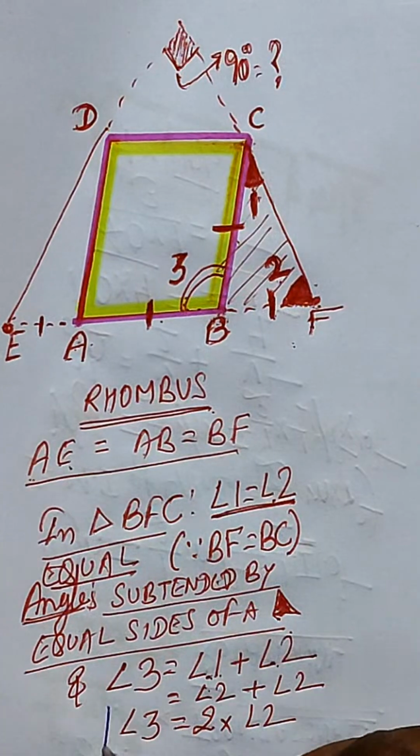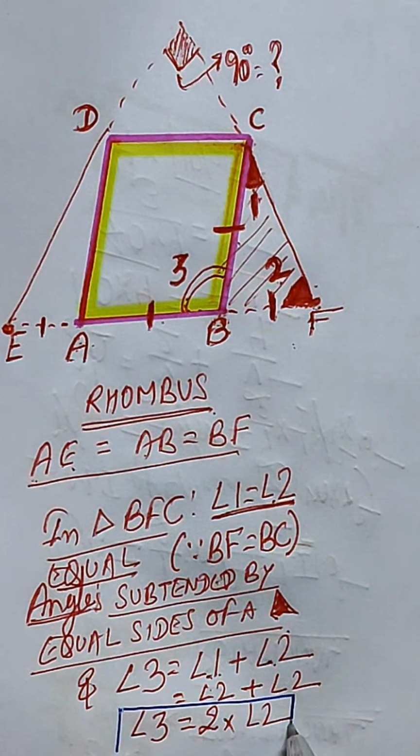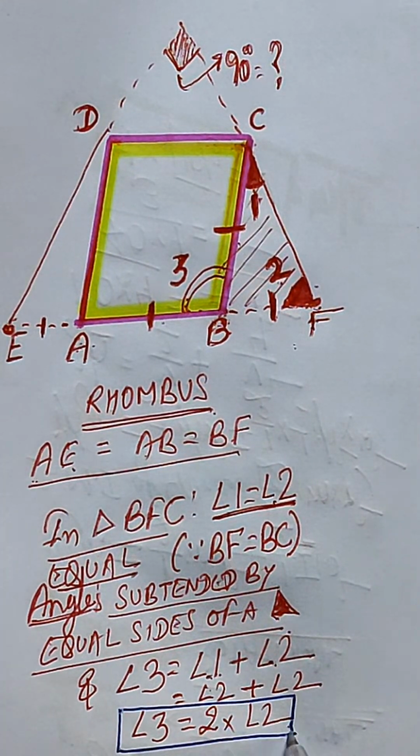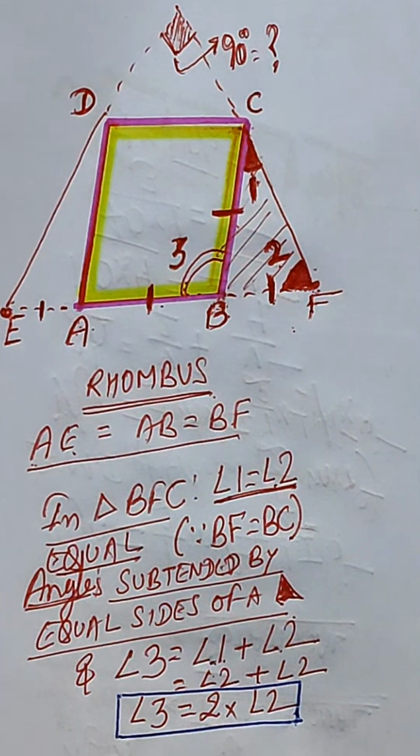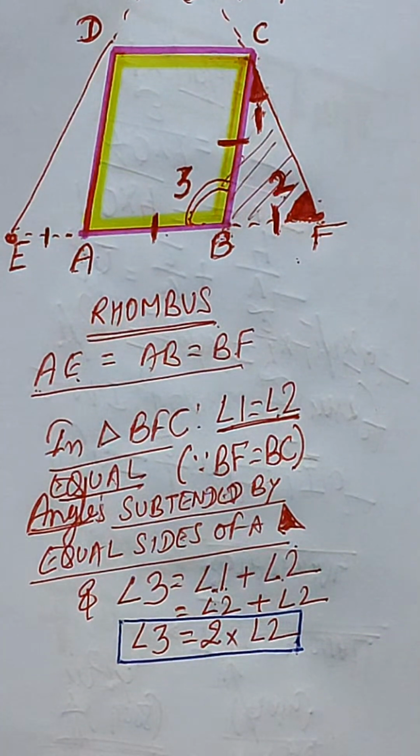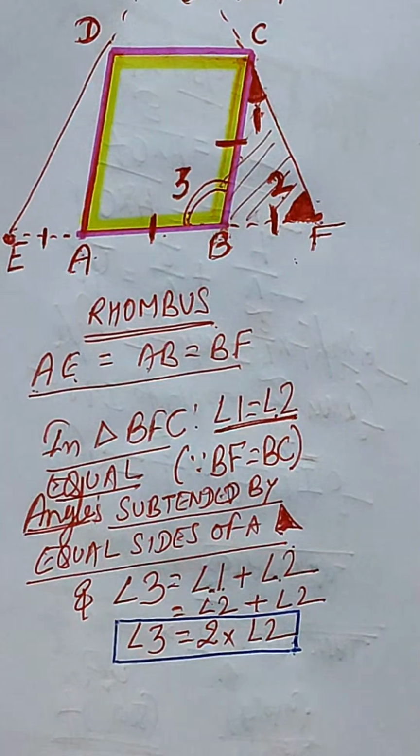Angle 3 is equal to 2 times angle 2, right? Here angle 3 is equal to 2 times angle 2.